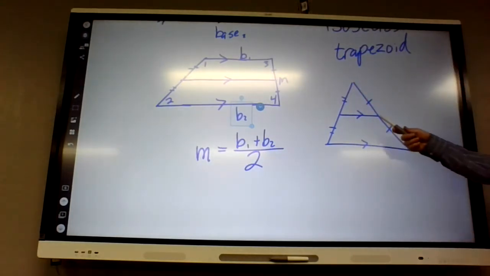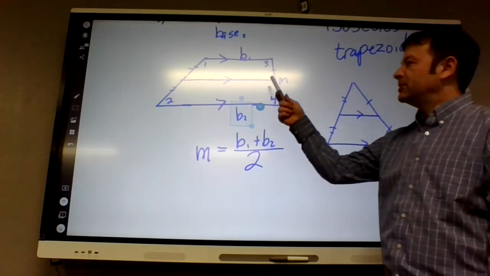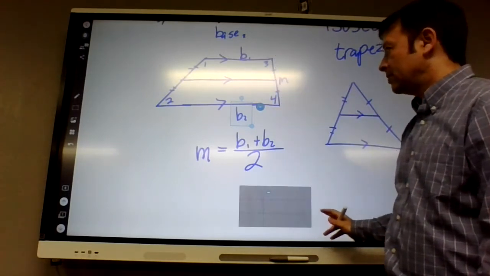So it's a little bit different than the triangle. On the triangle, the mid-segment is half of this base. But the mid-segment of a trapezoid is the average of the two bases. Okay.